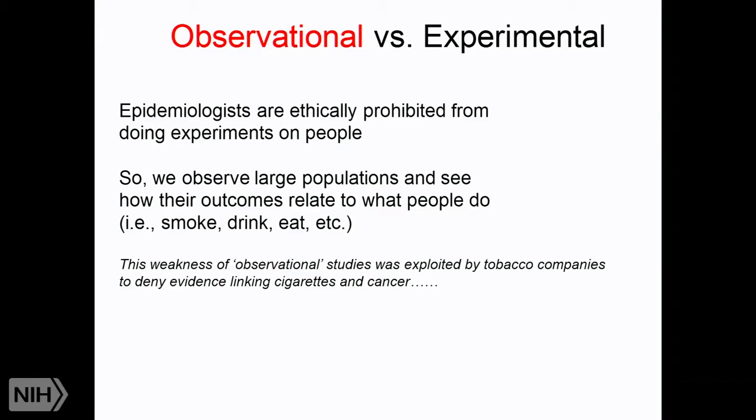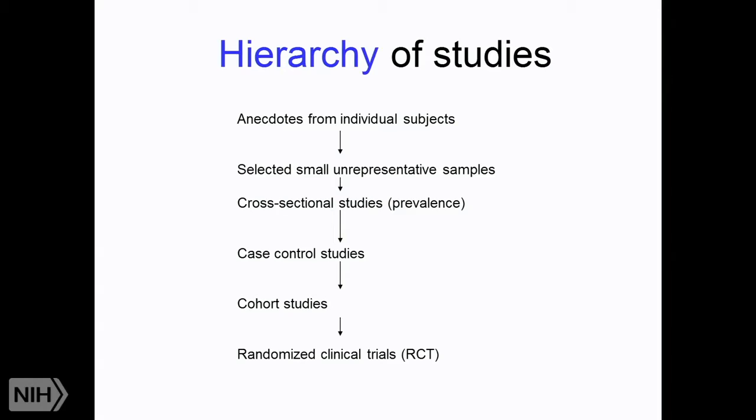So I'll give some examples of that in a second. Generally, there's a hierarchy of studies in terms of the strength of establishing evidence of causality. And the weakest studies are anecdotes. In other words, I heard somebody ate wheat germ and lived to be 90. Okay, that's nice, but the second level would be small, unrepresentative samples, samples of convenience, so to speak. Then cross-sectional studies, also known as prevalence studies. The problem with these kinds of studies is that they're biased by differential survival.